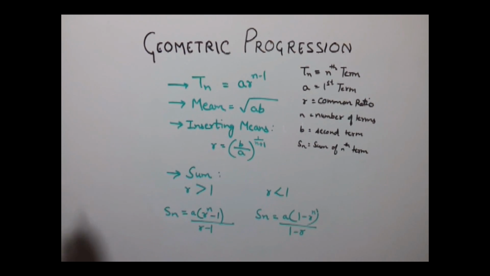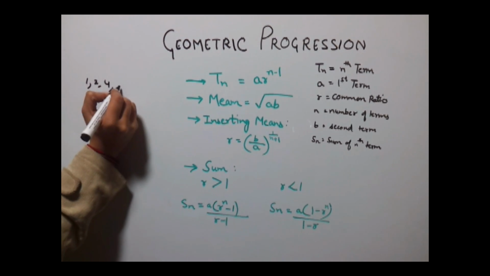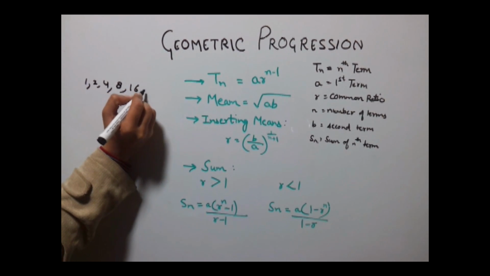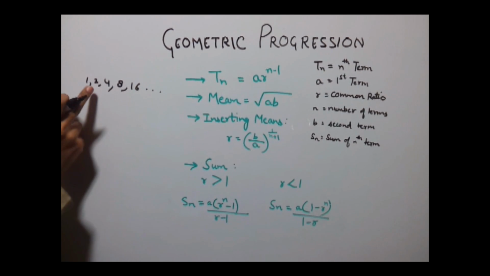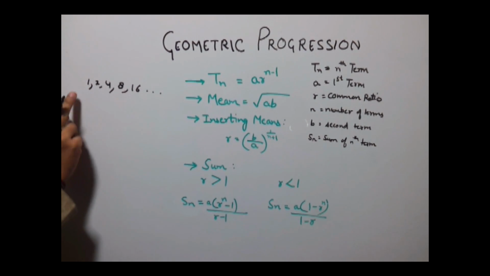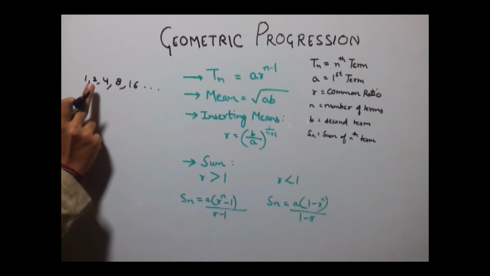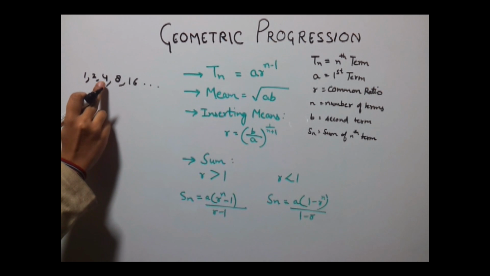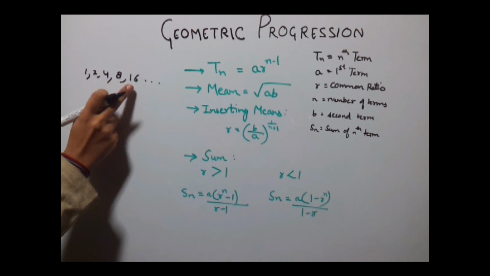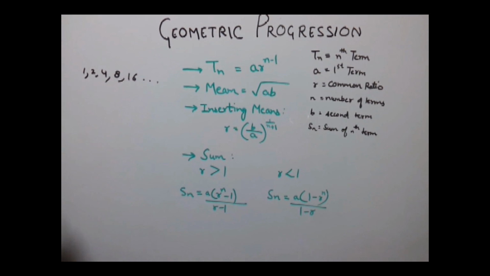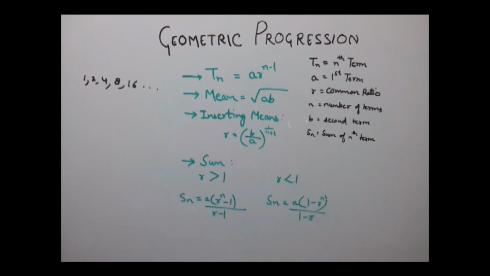For example, if we have a series 1, 2, 4, 8, 16 and so on, this is called a geometric progression because here the ratio between two terms is the same. That is, the ratio of first and second is 2. Then the ratio between 2 and 4 is again 2. The ratio between 4 and 8 is 2. Similarly, the ratio between 8 and 16 is also 2. So this type of series where the ratio is the same is known as geometric progression.